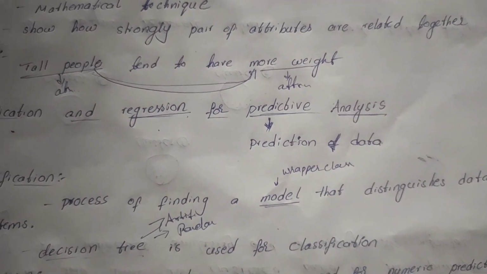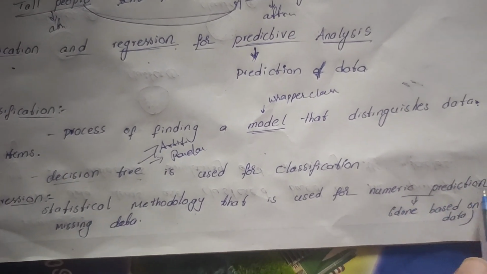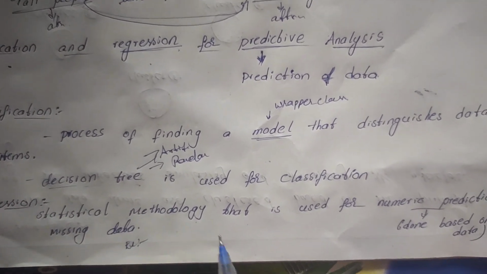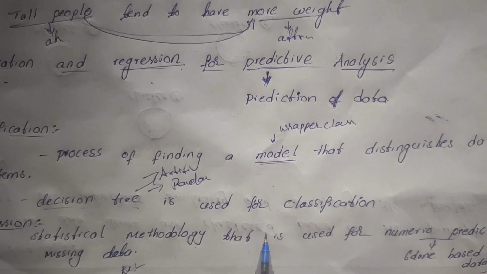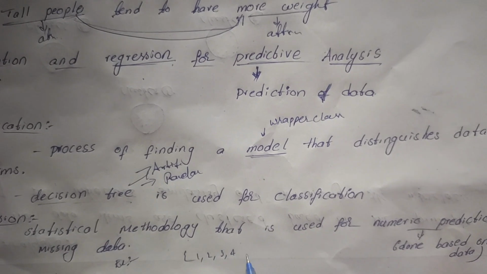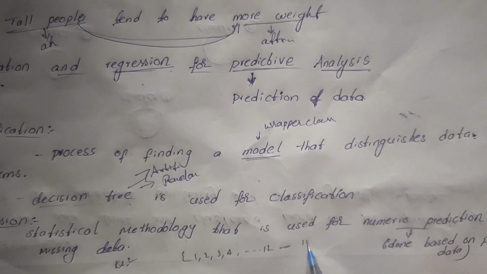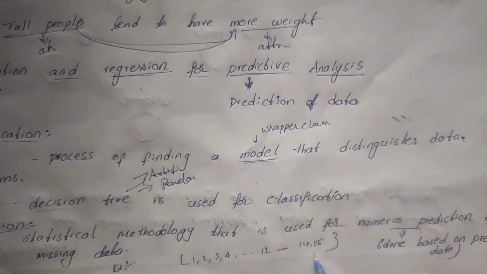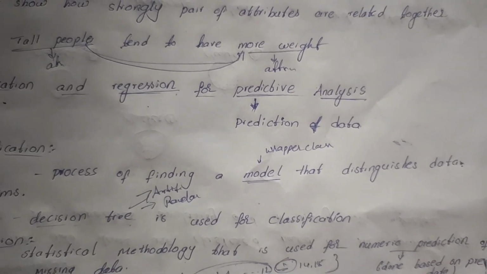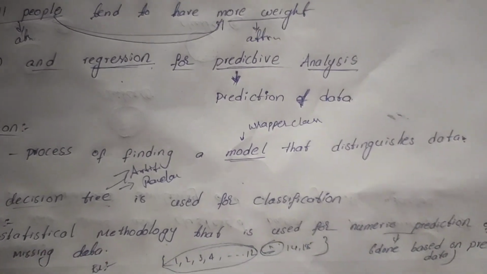And regression is a statistical methodology that is used for numeric prediction of a missing value. For example, we will find the missing values by using previous data. Consider 1, 2, 3, 4 and 12. Here the missing value is 14. By using the previous values you can find this missing value by using statistical methodology. This is called regression.